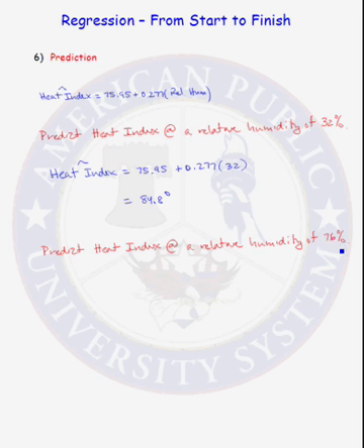Now let's predict the heat index at a relative humidity of 76%. The predicted heat index will be 75.95 plus 0.277 times 76. What is that value? That value is 97.0 degrees Fahrenheit. So, if you were in a room whose actual temperature was 85 degrees Fahrenheit, and the relative humidity was 76%, it would feel like the room was 97 degrees Fahrenheit.